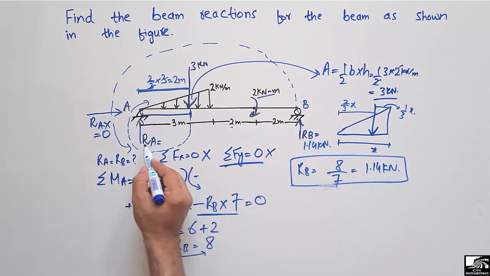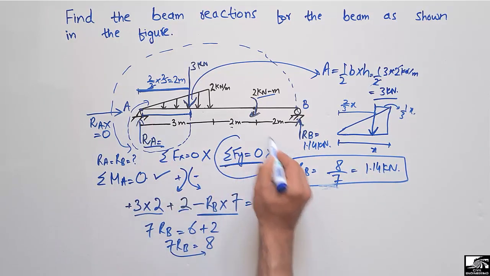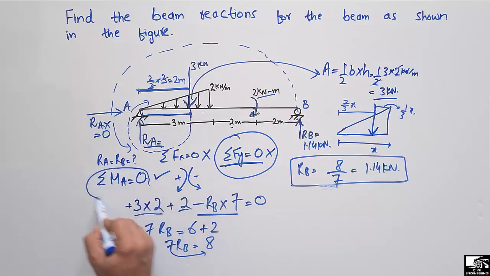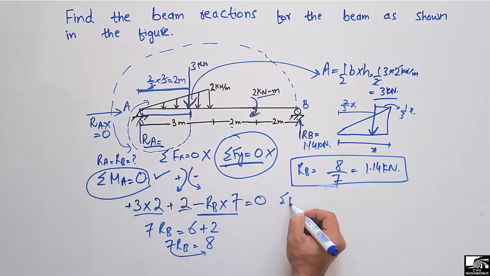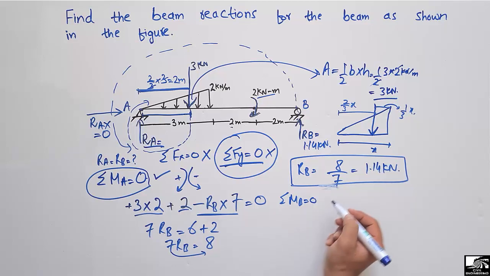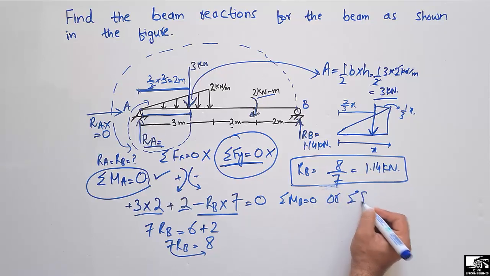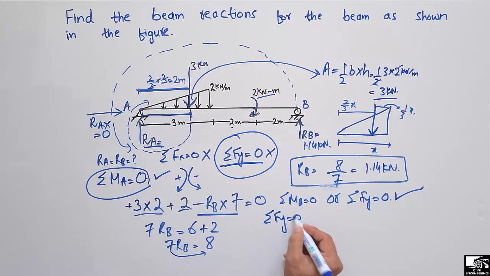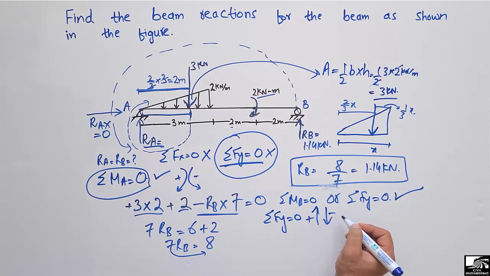Now to find out the RA, we can use this equation because we have only one unknown. Also we can use the equation taking the summation of moment at point B equal to 0 or summation of vertical force equal to 0. We can use both of these equilibrium equations. Now let's try this method. So summation of vertical forces is equal to 0 on the beam, and upward force is taken as positive and the downward force is taken as negative.